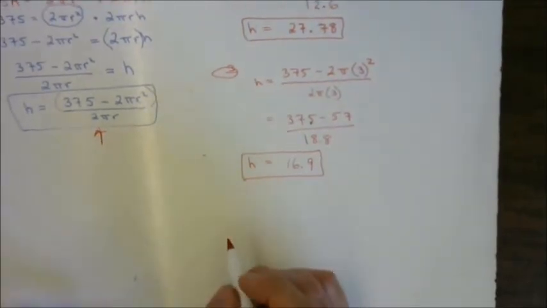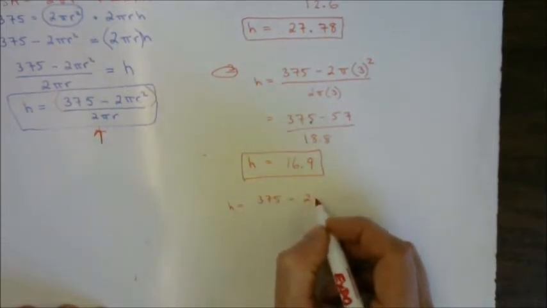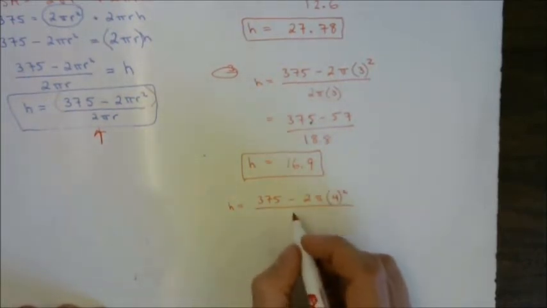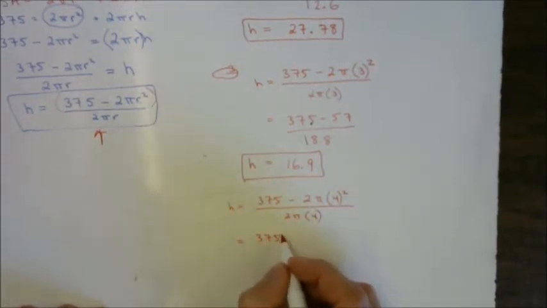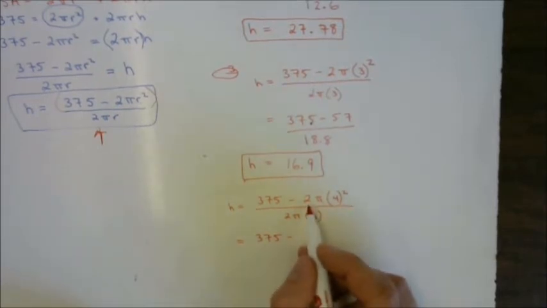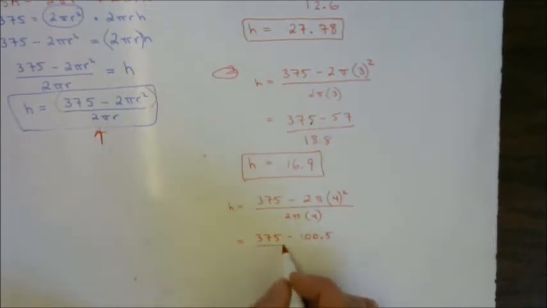Okay, let's do one more together. Height equals 375 minus 2 pi r squared over 2 pi r. What's r in our next scenario? It's now 4. So we need 4 squared, 16, times 2, 32. 32 times pi is 100.53. 100.5, over 2 times 4, 8. 8 pi is 25.1.